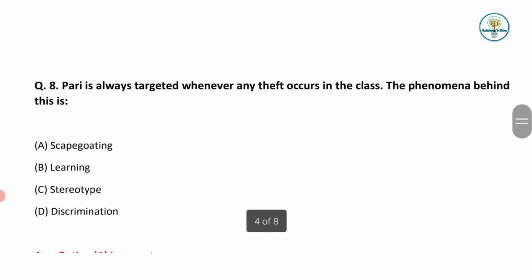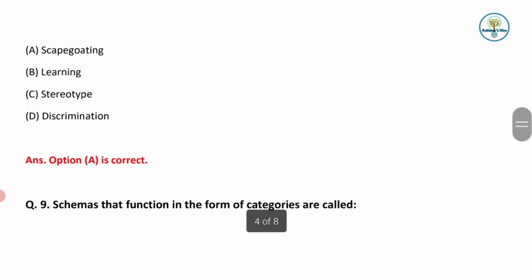Pari is always targeted whenever any theft occurs in the class. The phenomenon behind this is: scapegoating, learning, stereotype, discrimination. Pari is always targeted. That means nobody is supporting her. She is always being targeted by other people or other children of her class. So that is simply scapegoating. Scapegoating is a phenomenon in which the minority group is blamed for something and the majority group always saves themselves. So Pari is targeted here. So scapegoating is the answer.